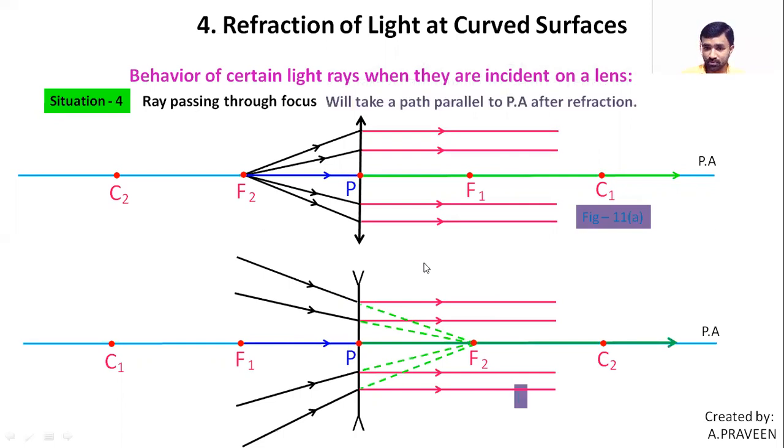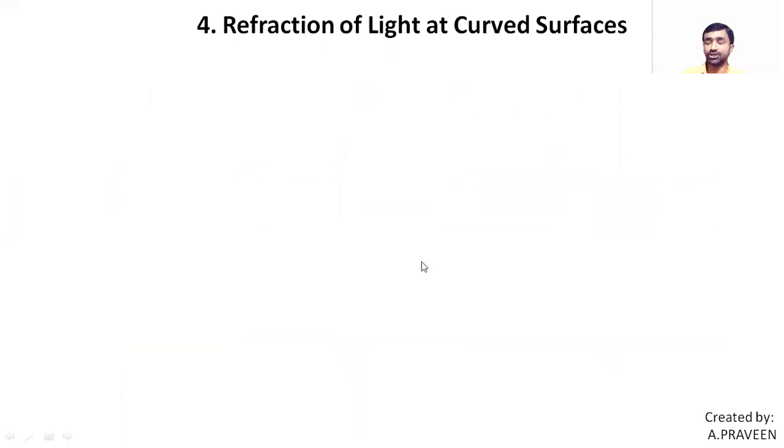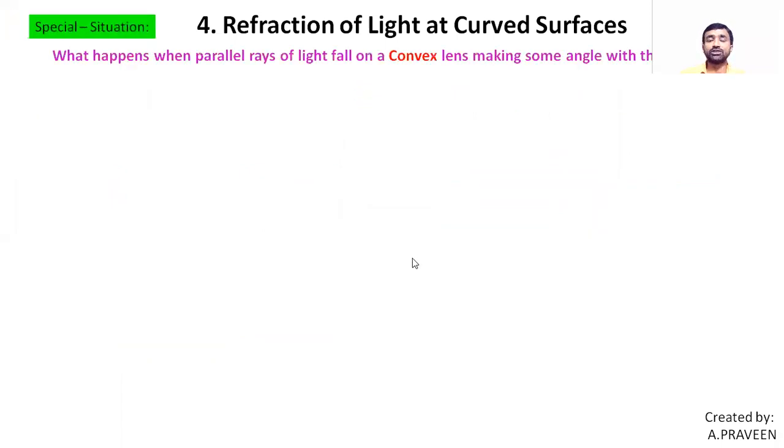From this, we are moving to a special situation: what happens when parallel light rays are not parallel to the principal axis? In the previous case, situation 4, we took rays parallel to the principal axis, but in this special situation, the parallel light rays make an angle with the principal axis.